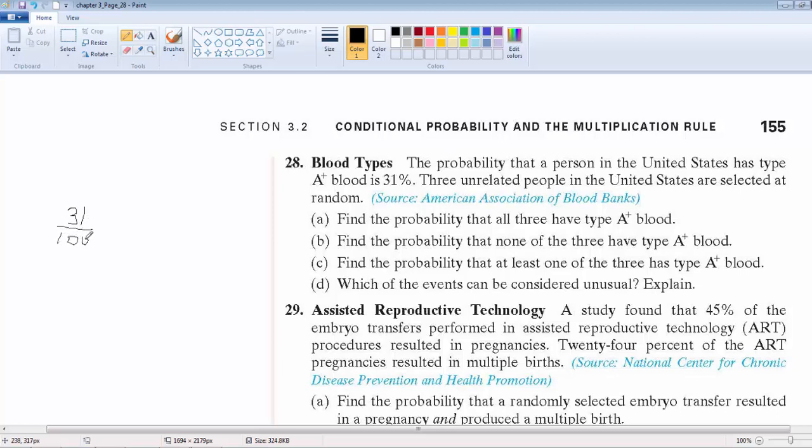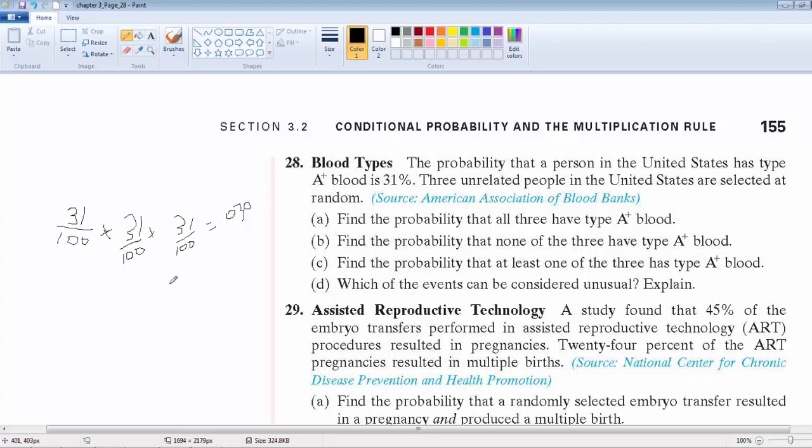The probability that 2 people are selected with type A blood is 31 out of 100 times 31 out of 100. And the probability that all 3 have type A positive blood is 31 out of 100 times 31 out of 100 times 31 out of 100. Of course, in a problem like this, you're best off using a calculator. And when you're done, you're going to get a result that's 0.030, which means about 3% chance of this happening.